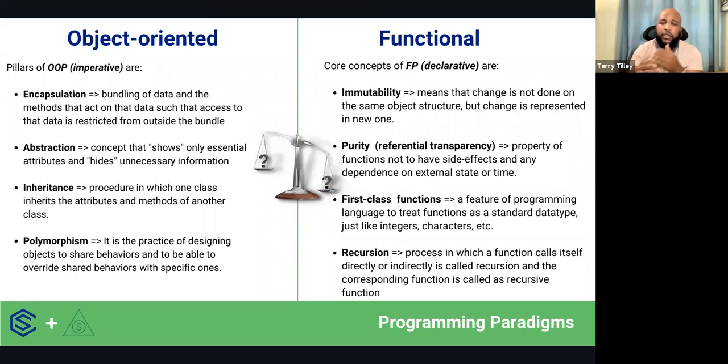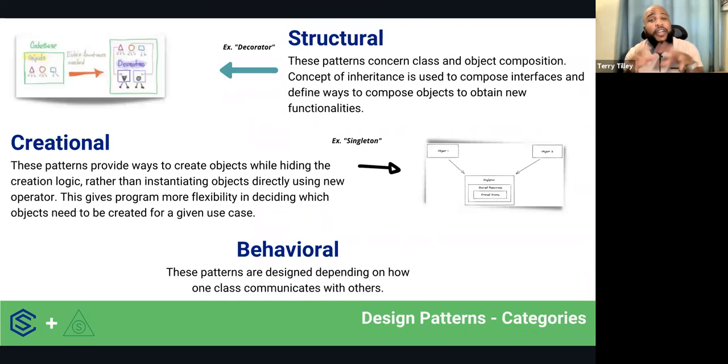Functional programming is more about having first-class citizens. You have pure functions. It's declarative. You're more focused on the what we're doing. You take these paradigms, then you have to know how to actually apply them to different patterns.